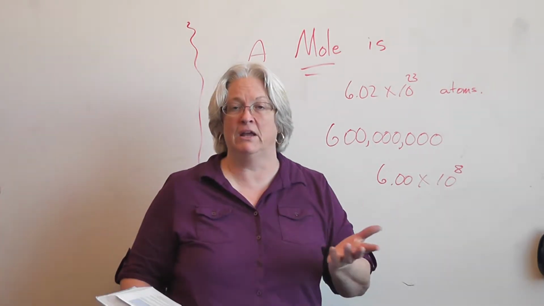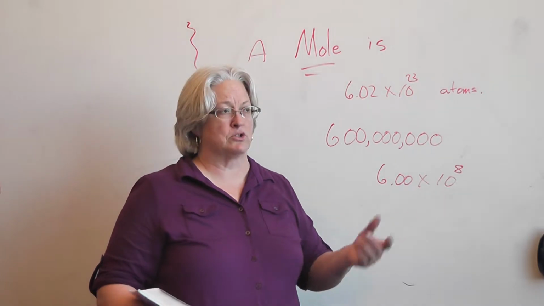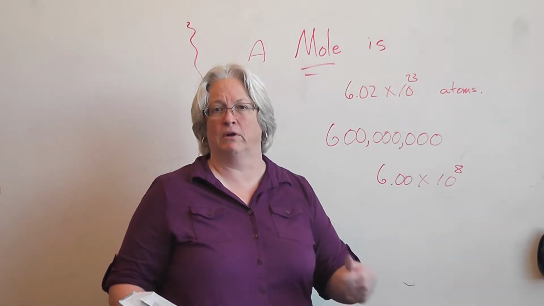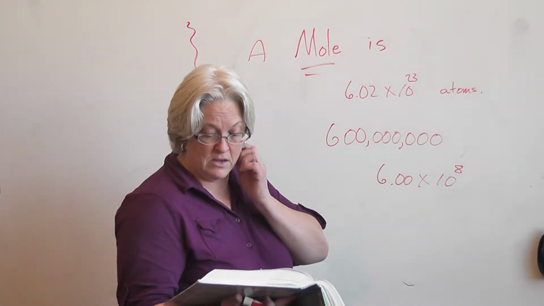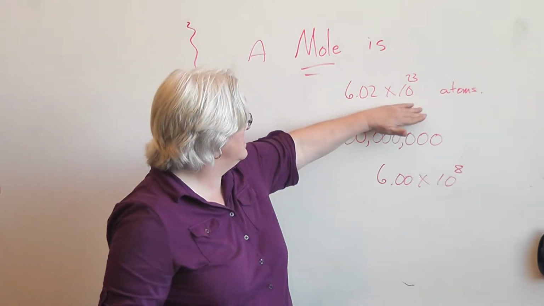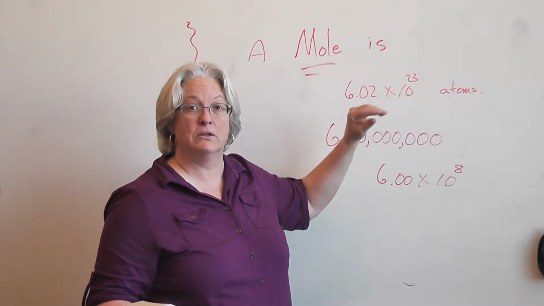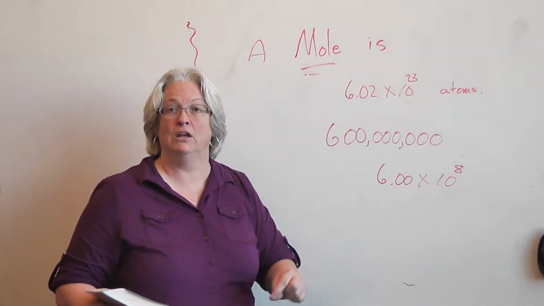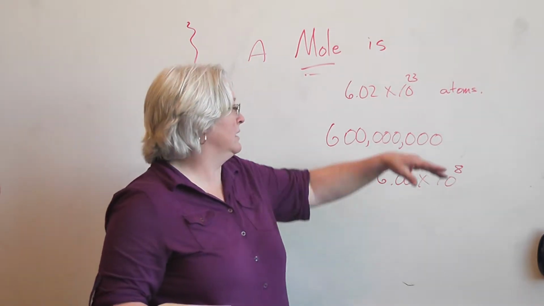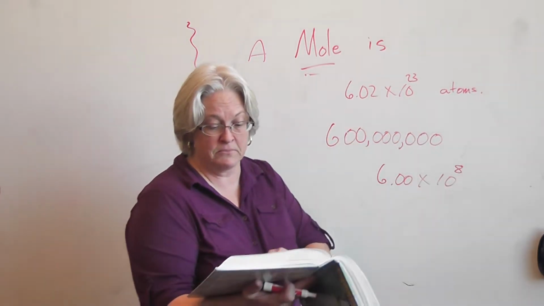So a mole is just a unit of measure. A pound, an ounce, a kilogram, a liter. It's just a unit of measure. And all it means is 6.02 times 10 to the 23rd. And you need to have that. You need to understand that when I talk about a mole of something, we're counting the number of atoms.